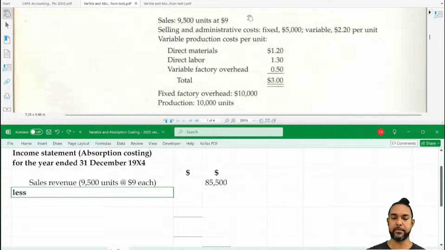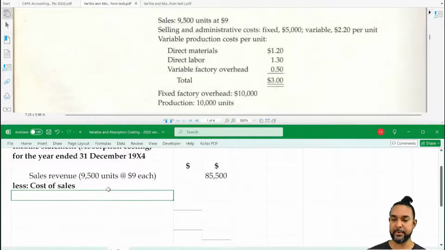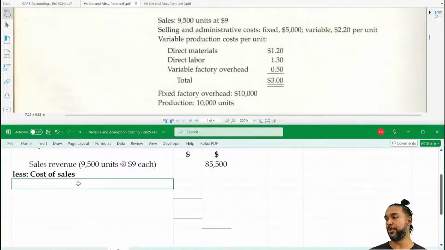All right, we have to minus the cost of sales, right? So whether you prefer cost of sales or cost of goods sold, they both mean the same thing. They're both synonymous, interchangeable, whichever one you prefer.